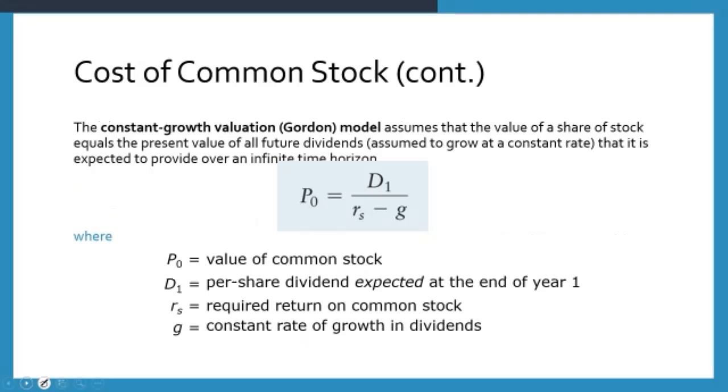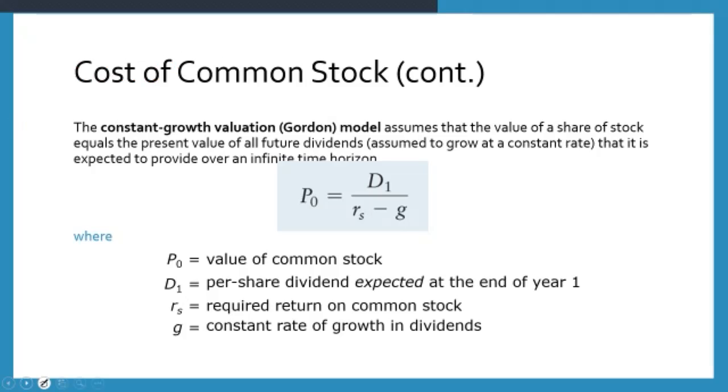So let's look at this. Under the constant growth model, we did it in last two sessions, we assume that the value of the share of stock, right, the value of the share of stock equals the present value of all the future dividends, assumed to grow at constant rate, right? That's at the constant rate. That is, they're expected to provide over an infinity time horizon. So we had to find the price of the stock first. And it's D1, which is the expected dividend, divided by the required return minus G, the growth rate, constant growth rate.